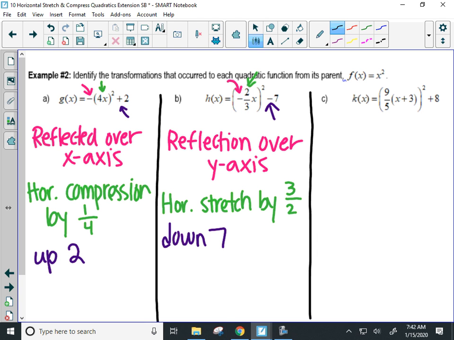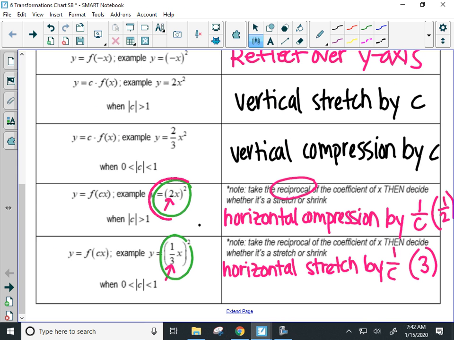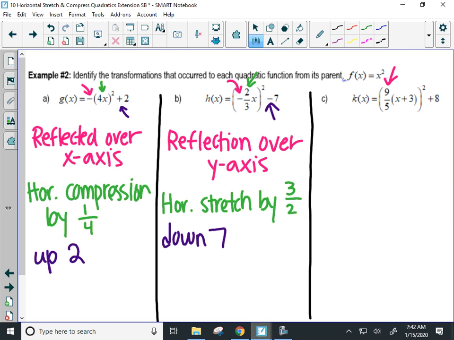All right, lastly here, if you want to pause the video and try on your own and then check with me, that would be a good thing to do. All right, first thing I see is the 9/5. Now 9/5 is greater than 1. So when I'm greater than 1, it's a horizontal compression by the reciprocal. This is what I want. So I have a horizontal compression by the reciprocal of 9/5, so 5/9.